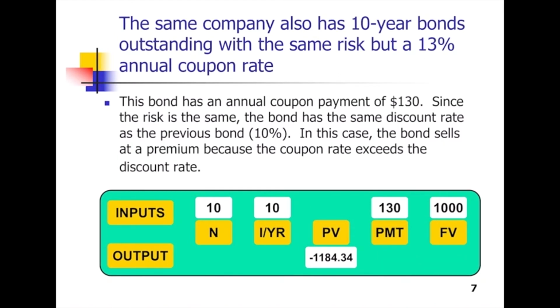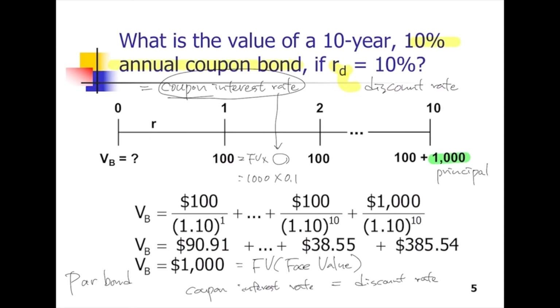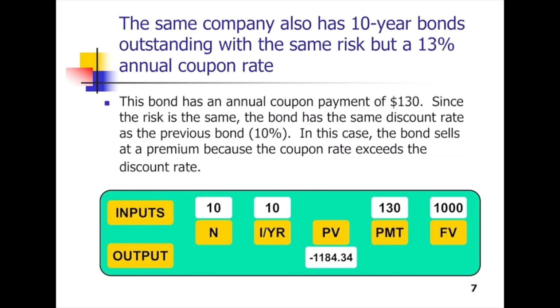This is the second example. The same company also has 10-year bonds outstanding with the same risk but a 13% annual coupon rate. The coupon rate is different, right? In the previous example, the coupon rate was what? 10%. So the coupon payment is different, right? It can be calculated by face value multiplied by the coupon interest rate. This number, right? But the discount rate is the same.